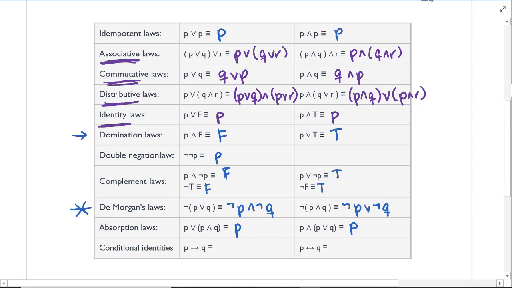And then the conditional identities. This is an important alternative way of interpreting the conditional. P implies Q is equivalent to not P or Q. If you create a truth table for yourself, you will see that those two statements are in fact equivalent. And as we mentioned before, the biconditional statement P if and only if Q is equivalent to P implies Q and Q implies P. And that's it for section 1.5.